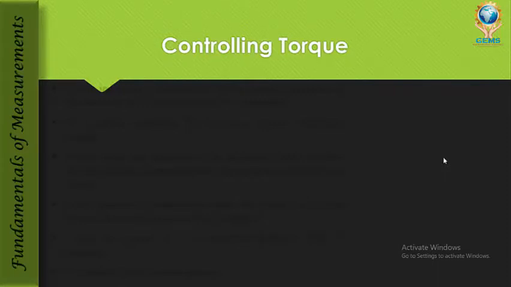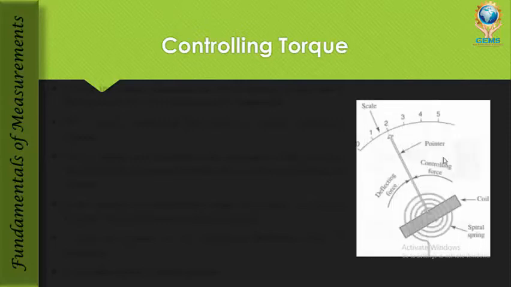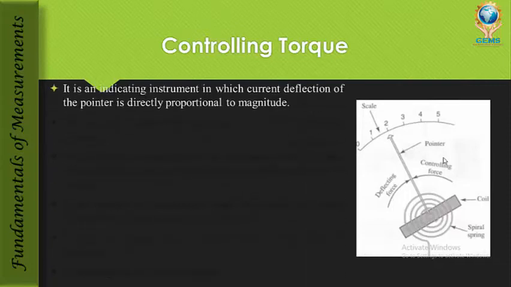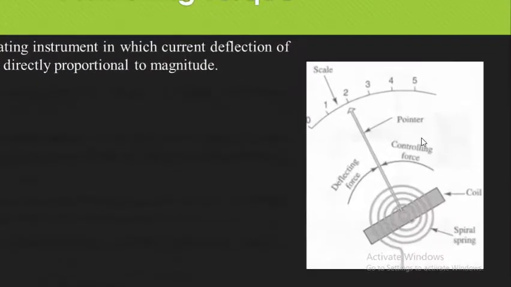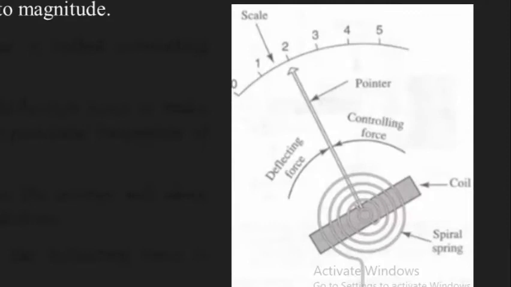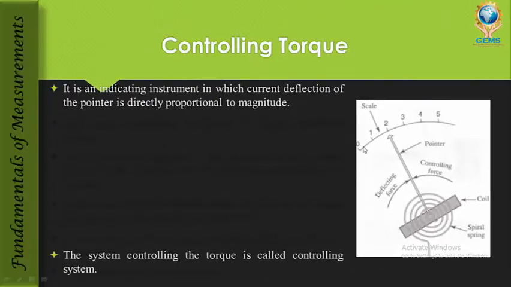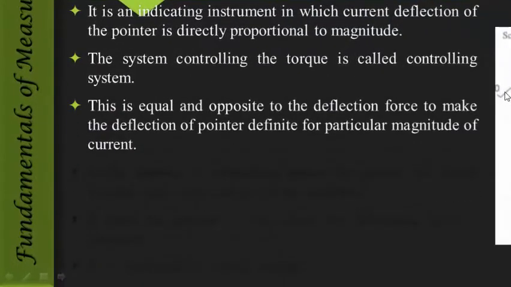The next torque which you are going to see is controlling torque. This controlling torque is also called restoring torque. Why it is called so, I will say at the end of the slide. It is an indicating instrument in which the current deflection of the pointer is directly proportional to the magnitude. You can see the pointer is showing some magnitude, 2. So the current value of the pointer is directly proportional to the magnitude, that is 2. This is equal and opposite to the deflection force to make the deflection of the pointer definite to a particular magnitude of current.